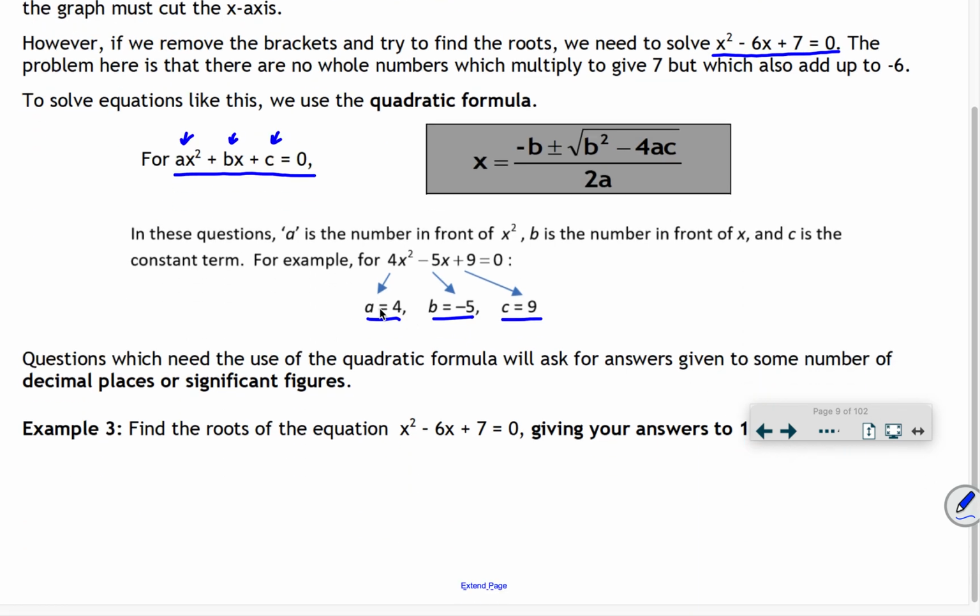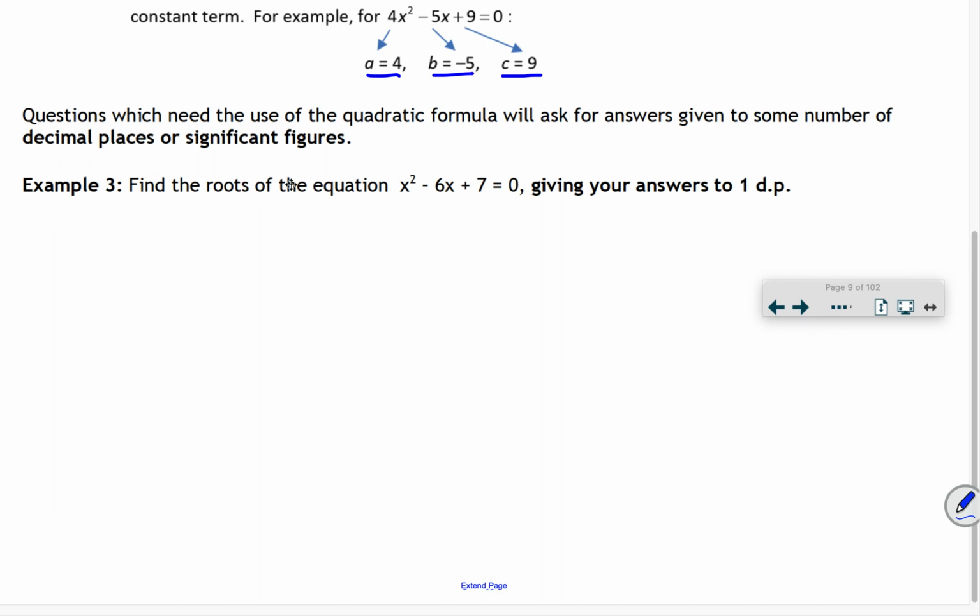Okay? Then we just take those numbers and put them into the formula and make it work out. Questions which need the use of the quadratic formula will ask for numbers to be given to some number of decimal places or sig figs. Okay? It usually appears in a calculator paper, but they could also ask you to use part of it in a non-calculator paper, and your roots would be nice whole numbers, or just a nice decimal that finishes off to one decimal place. More about that when we do some past paper questions.